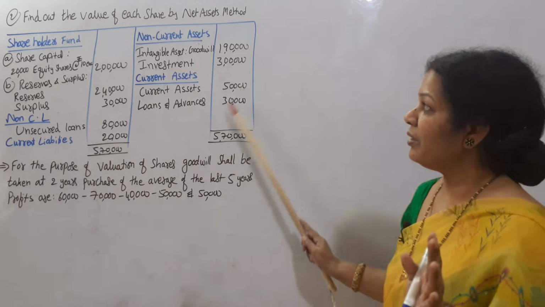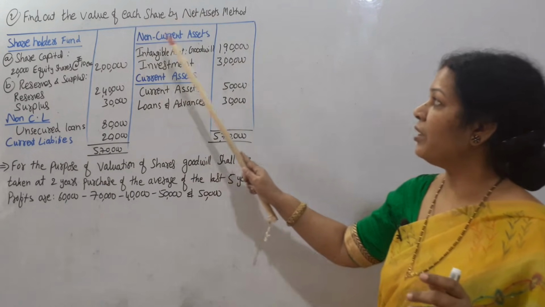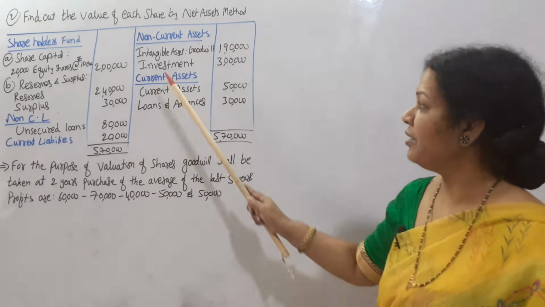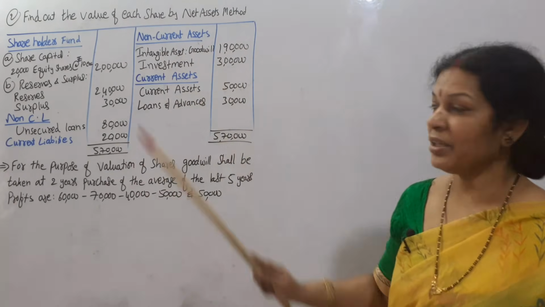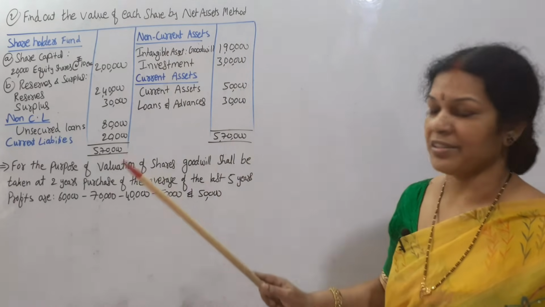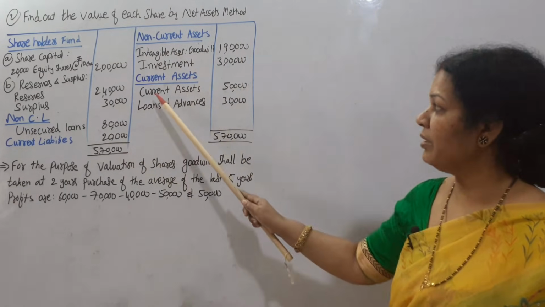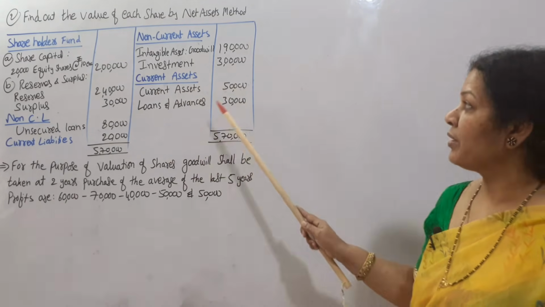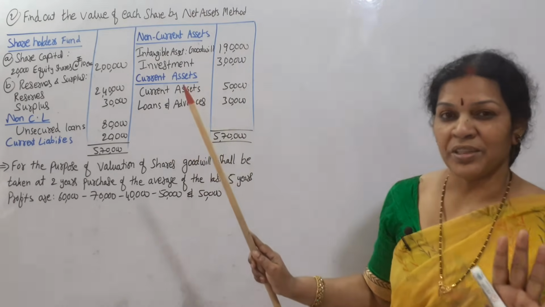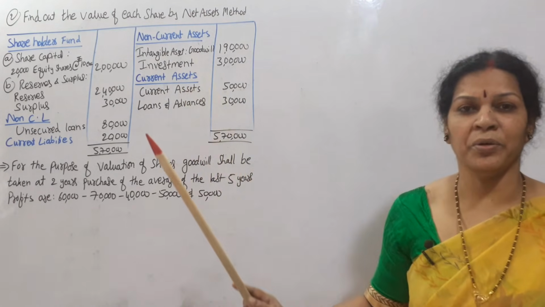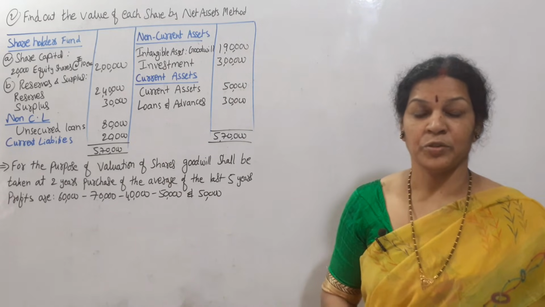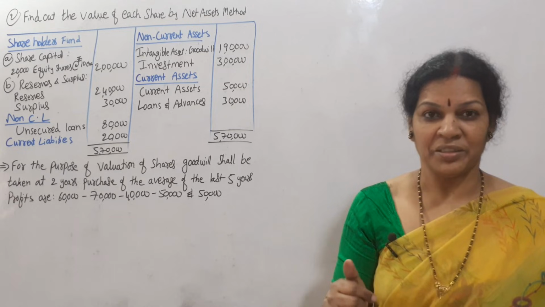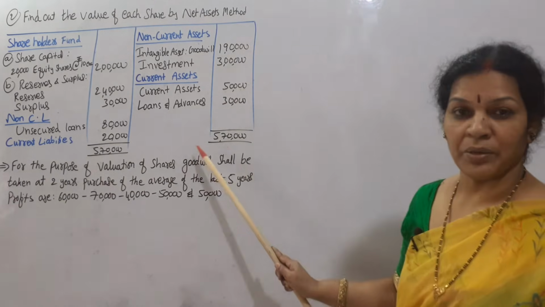Now in this balance sheet, non-current assets: intangible asset goodwill, investment 3 lakh. These two are non-current assets, and also current assets are given. Current assets 50,000, loans and advances 30,000. Total 4 items are there. These 4 items we are going to take as it is to calculate the net assets. Total assets minus liabilities, right? So total assets we are going to take.